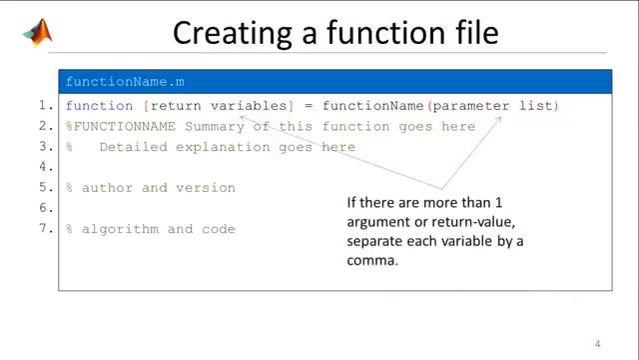If there is more than one argument or return value, then we separate each variable by a comma. What's the difference between argument and parameter? As you've noticed, I have not put inside the parentheses argument list. So what's the difference?